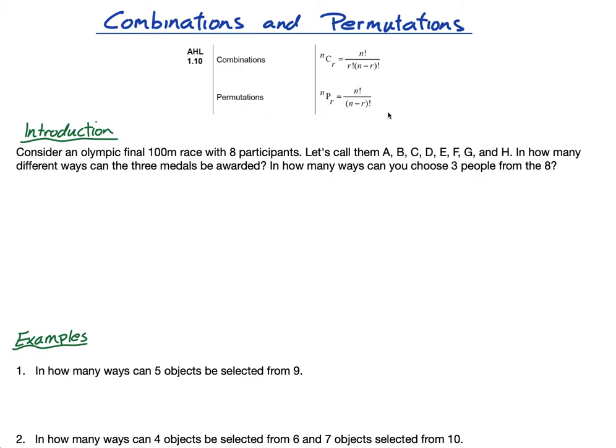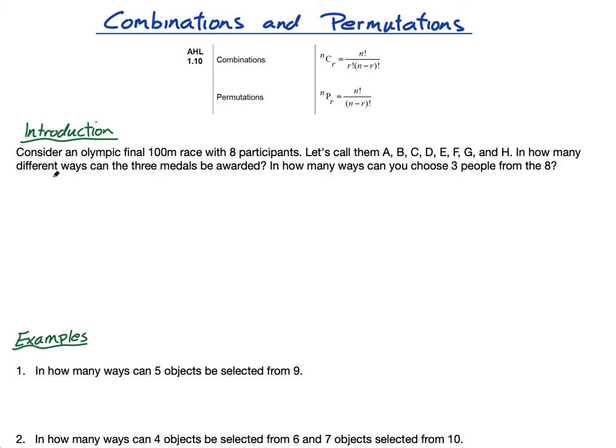And I'm going to just explain what these are through this introduction here. So consider an Olympic final 100 meter race with 8 participants. Let's call them A, B, C, D, E, F, G, and H, right? So these are my 8 people. In how many different ways can the 3 medals be awarded? Okay, so let's have a think about that.